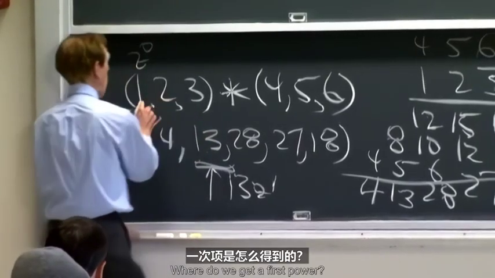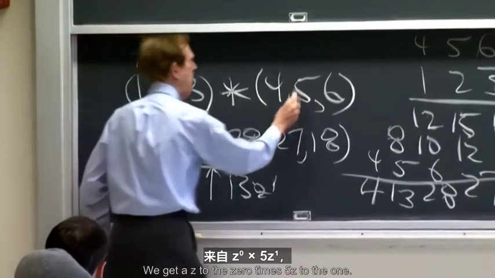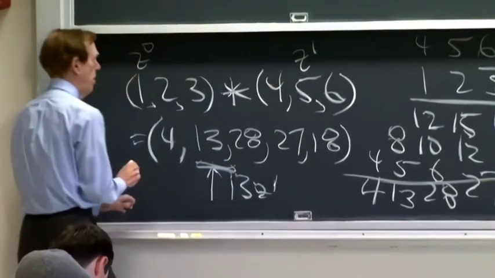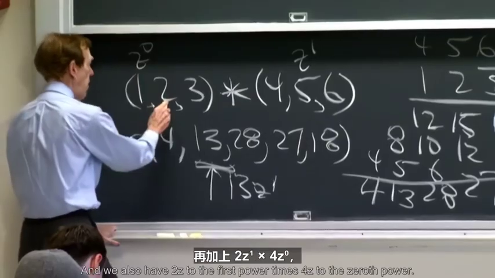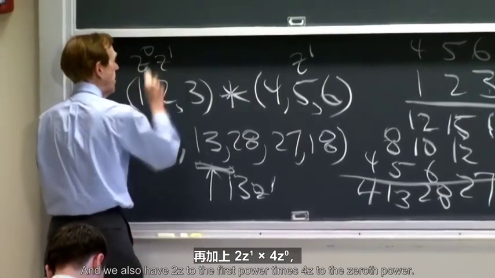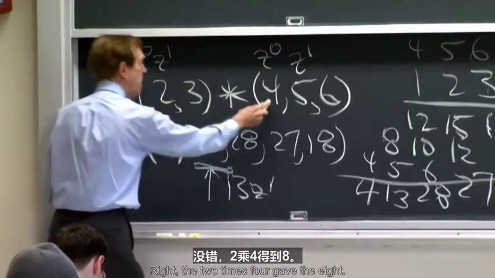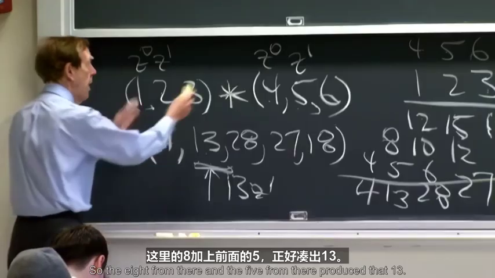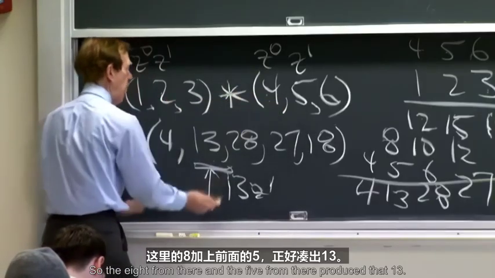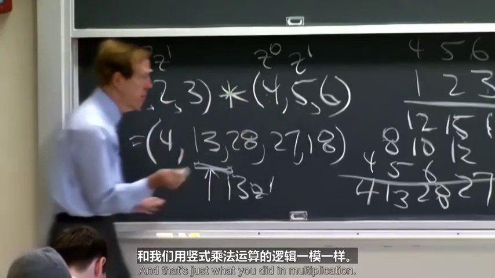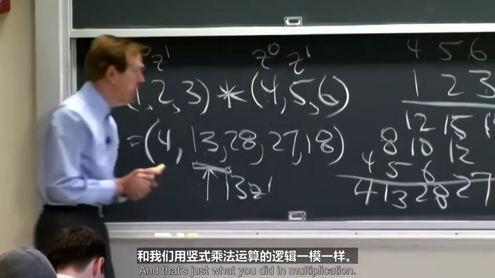Where do we get a first power? We get a z to the 0 times 5z to the 1. So that's 5z to the 1. And we also have 2z to the first power times 4z to the 0th power. The 2 times 4 gave the 8. So the 8 from there and the 5 from there produced that 13. And that's just what you did in multiplication.